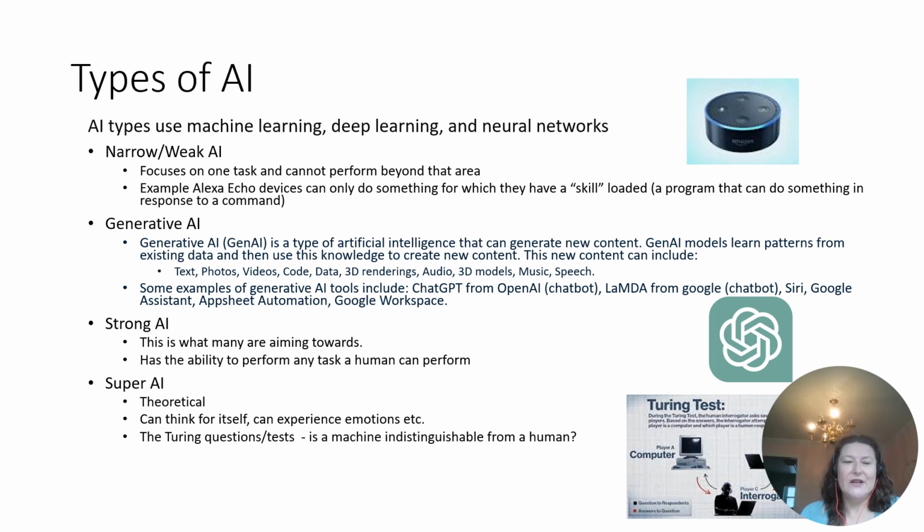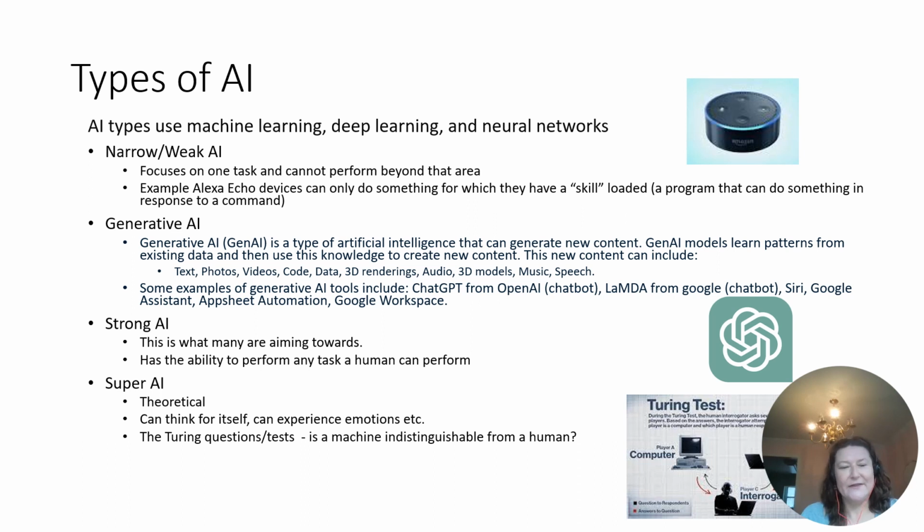Generative AI learns to generate new content. So it learns patterns within existing data and then uses that knowledge to create new content. The new content can include things like text or photos or videos, 3D models, music, speech, and so on. Some examples of generative AI tools include ChatGPT from OpenAI, which is the one you've probably heard most about, LaMDA from Google, there's Bard as well, there's Google Assistant, and so on.